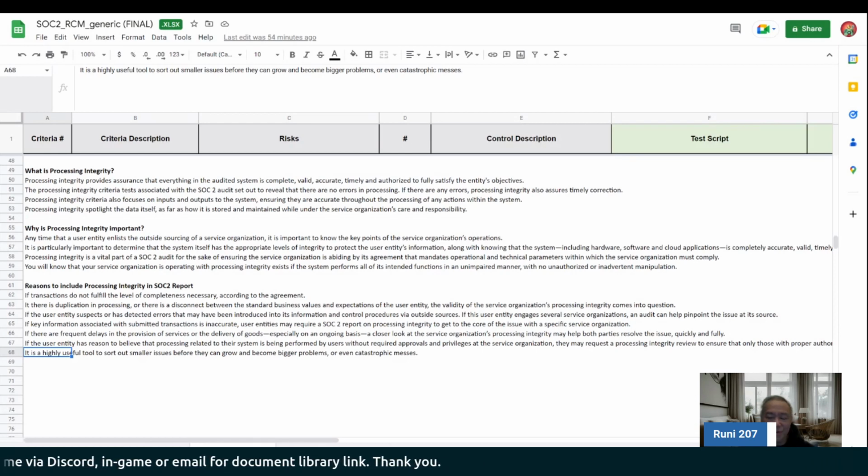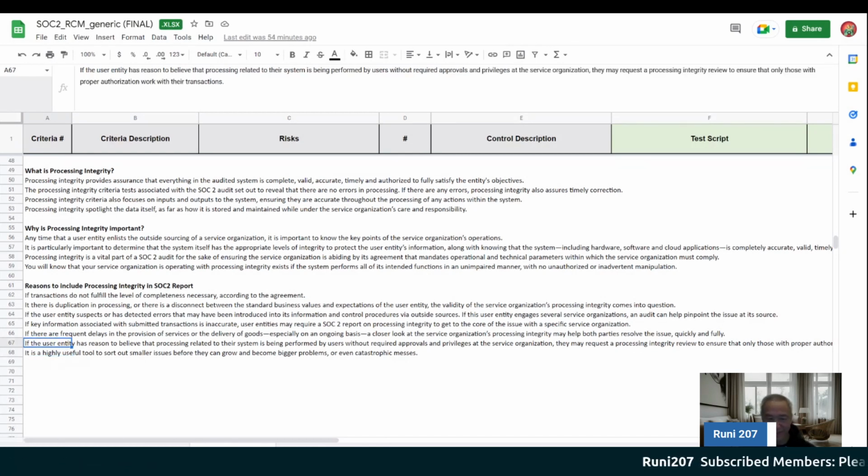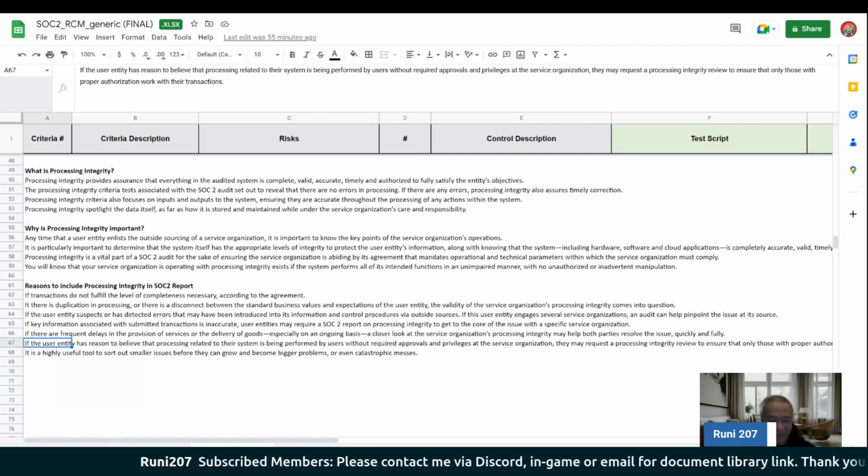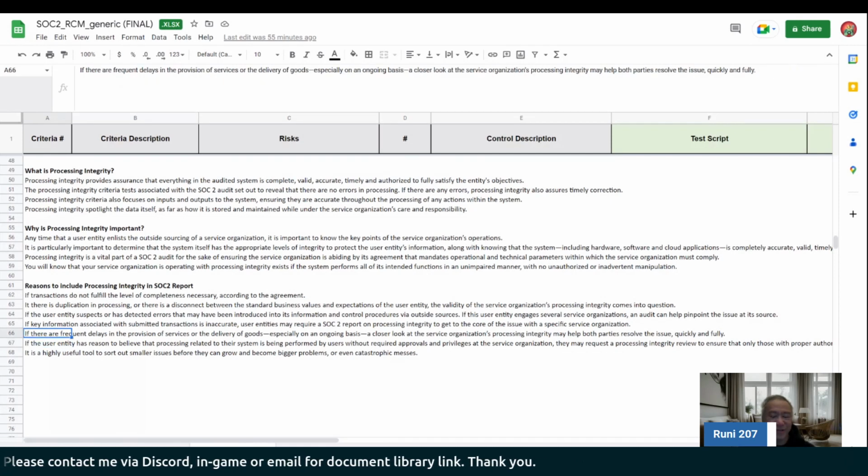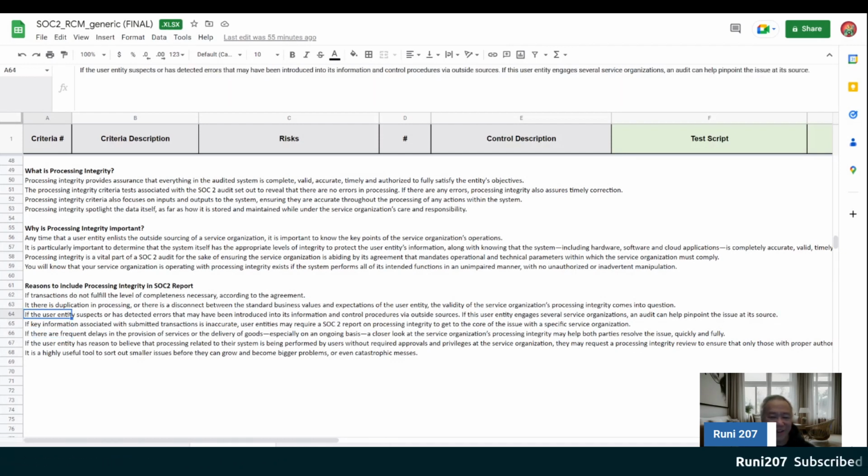And then there is also the SOC 2 for processing integrity, if you want to include it. Sometimes you have small issues, and a bunch of small issues can aggregate and grow and become bigger concerns, and sometimes they can be catastrophic. So it's a good barometer. It's a good use case. I think processing integrity is one of those principles, and the controls that go along with it make you think.